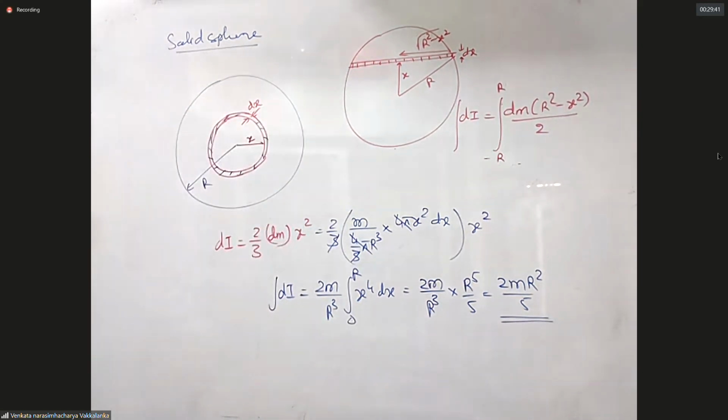Considering a thin elemental disk, the radius of the disk is root over r square minus x square. That is the moment of inertia of the same disk, dm r square by 2. Substitute dm, limits are minus r to plus r, you will get the same answer, 2 by 5 mr square. Okay, so method 2 basically.